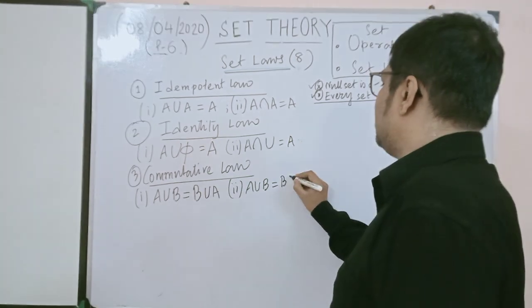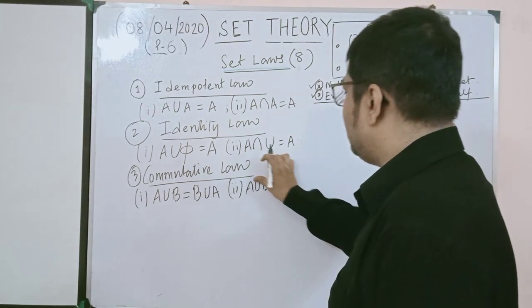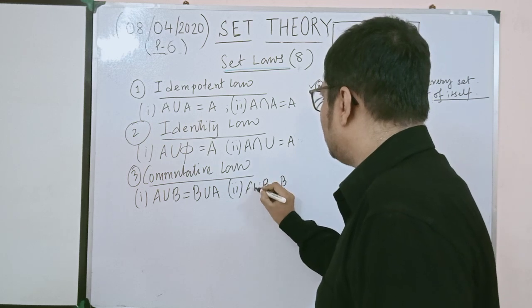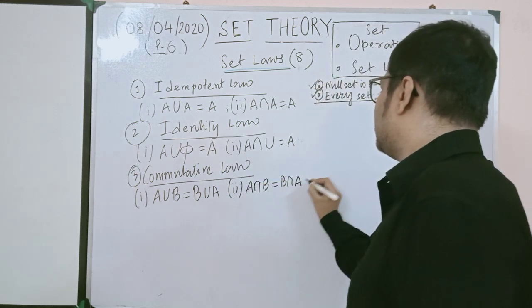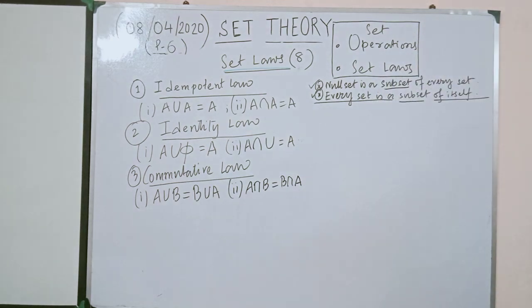It's B, I write A intersection B, sorry, B intersection A. So it means the same thing.